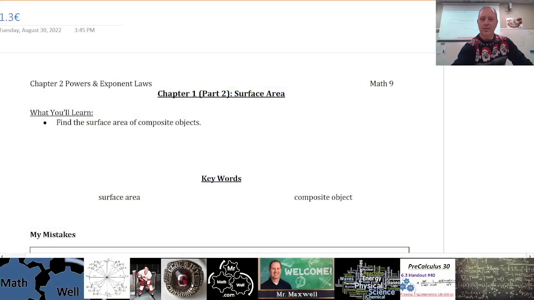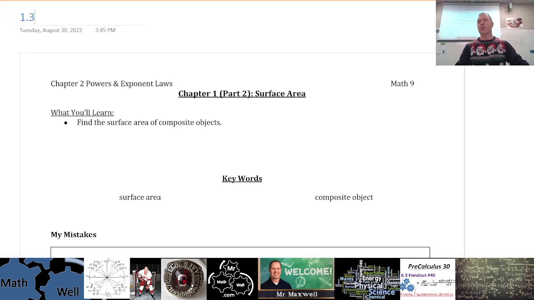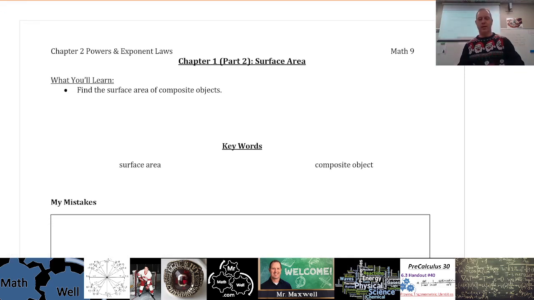All right, so here we are, 1.3, the second section, the second part of chapter 1. And so what we're going to be focused on here today is surface area. So you should have your notes in front of you for 1.3 there. And let's take a look at this first page. The first page on your notes talks about what you'll learn. So what we're going to be learning is finding the surface area of composite objects.